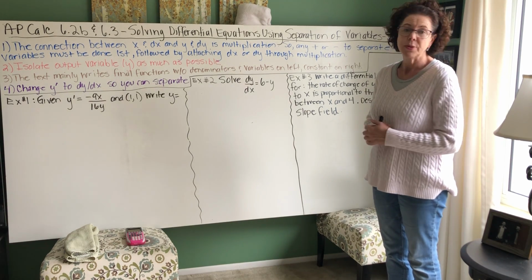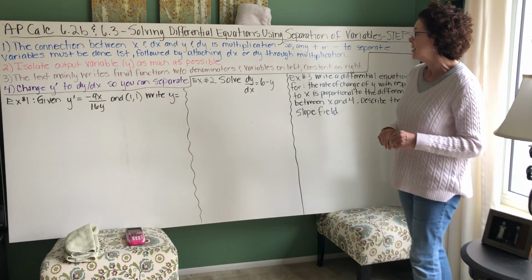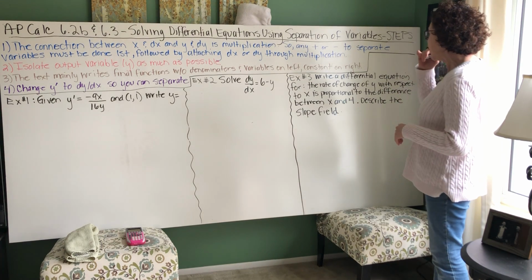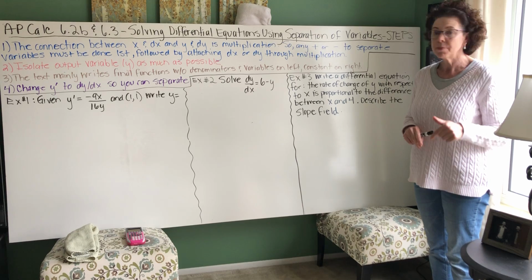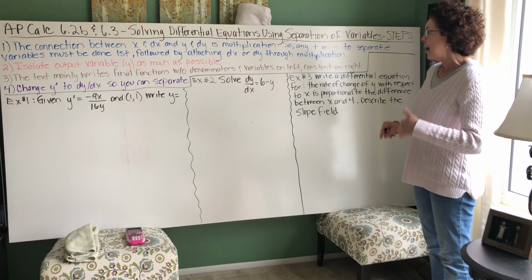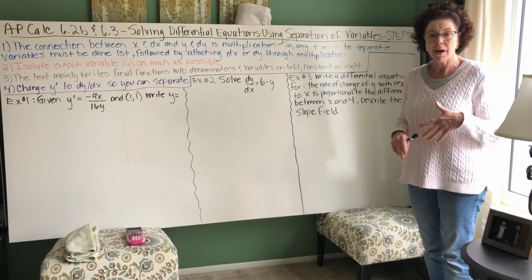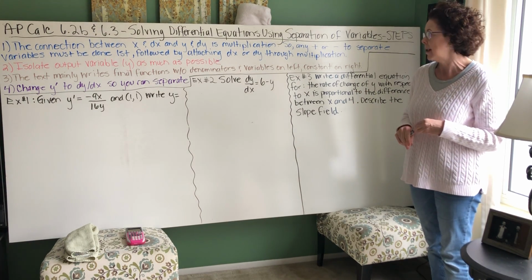So let's read the steps. The connection between x and dx and y and dy is multiplication. So any addition or subtraction to separate the variables must be done first, followed by attaching the dx or dy through multiplication. That doesn't mean much until we actually start doing it and you see what I mean by that.